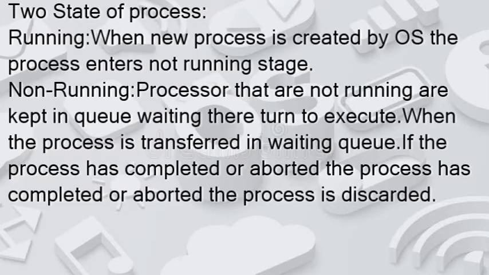As we talked about the process, basically the process has 2 states: one is running and the other is not running. When a new process is created by the operating system, it enters the not running state. Just after the process is created, it is not yet running, so it is taken to the not running state. Processes that are not running are kept in a queue, waiting there to execute.